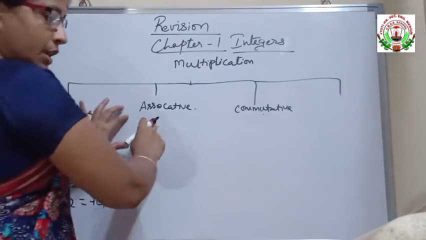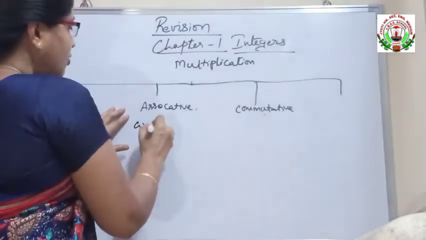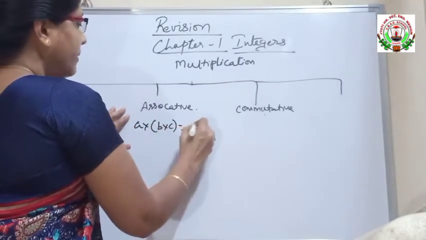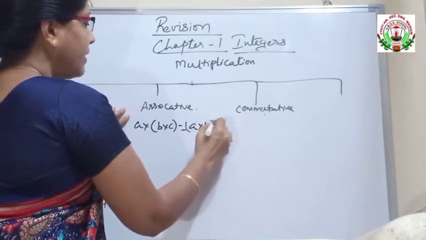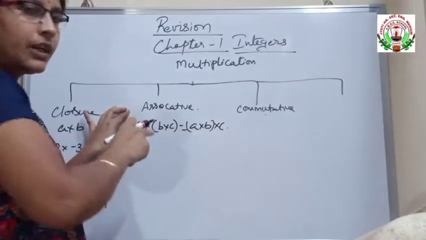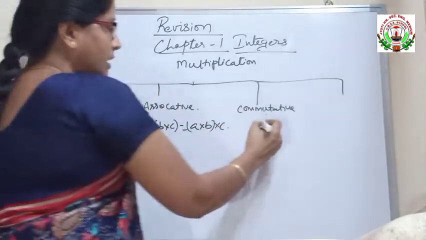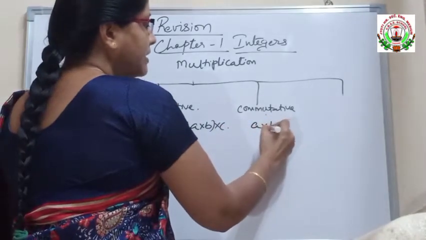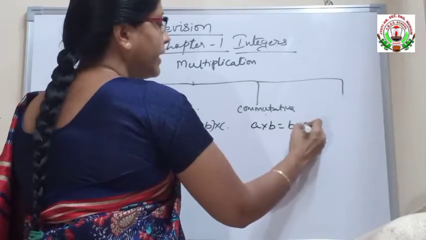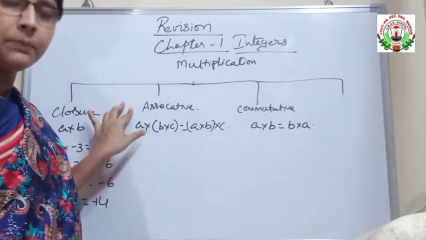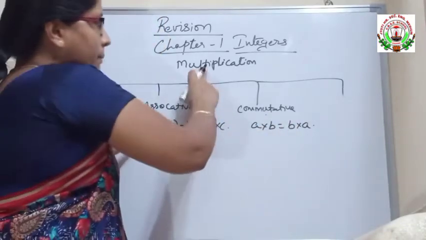Next, your associative property: a into b into c will be equal to a into b into c. Means associative property is applicable for multiplication. Next comes the commutative property. Same way, a into b is equal to b into a. Here also commutative property is applicable for multiplication.